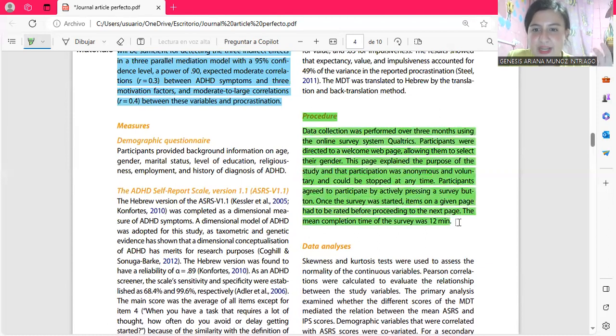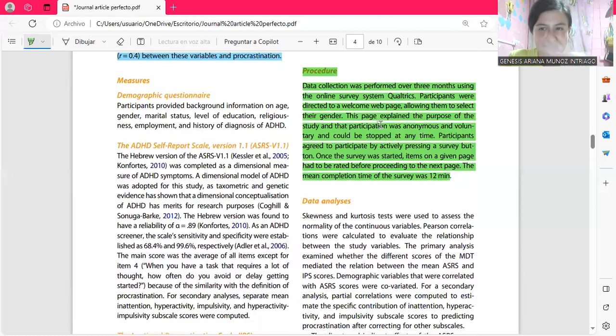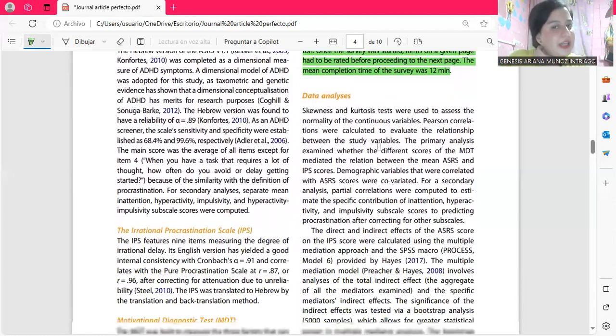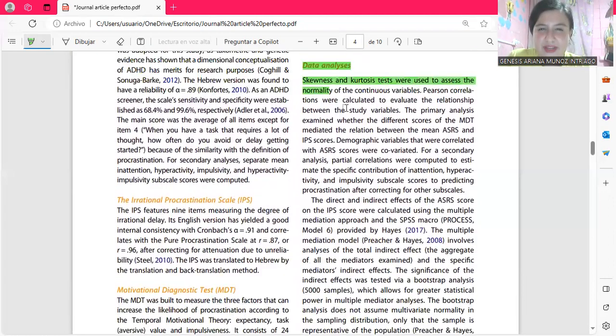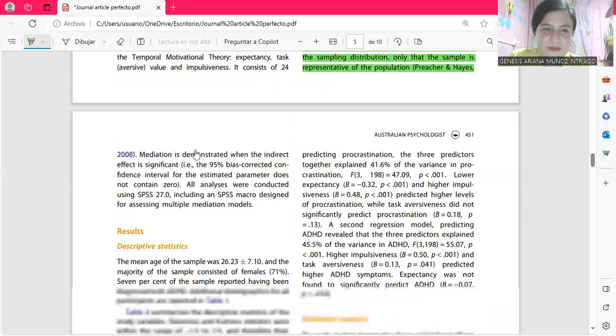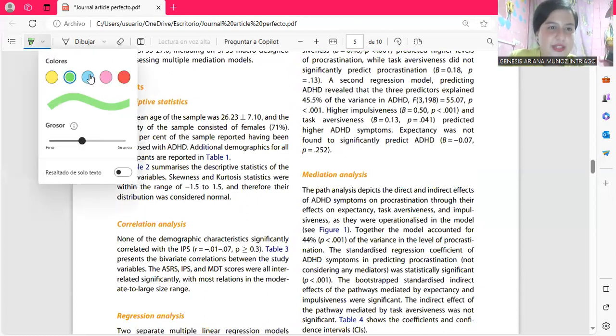So here they explain how much time they took doing all the procedure, okay, while doing all the activities that they have to do to gather that information. And here they describe a little bit more about that. And then we find the results.